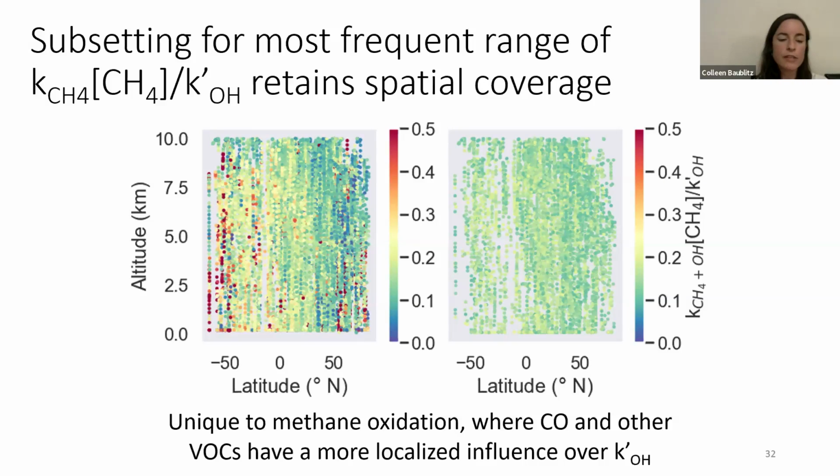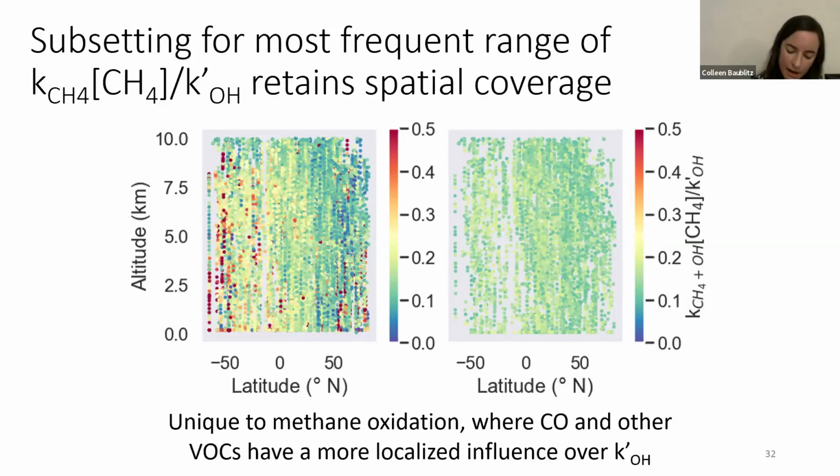What I'm showing on this plot is all of the ATom observations colored by the contribution of methane to OH reactivity on the left. And then on the right, I'm showing just the subset portion that I included in the proxy decomposition, so the fractional contribution where it's between 0.1 and 0.2. Methane oxidation is relatively unique in offering us a way to look at much broader spatial regions, whereas these more variable contributors to OH loss like CO and other kinds of VOCs have a more localized influence over OH reactivity.